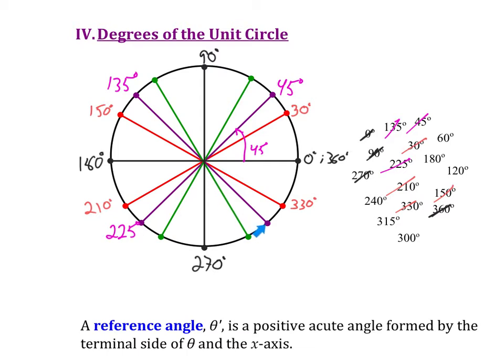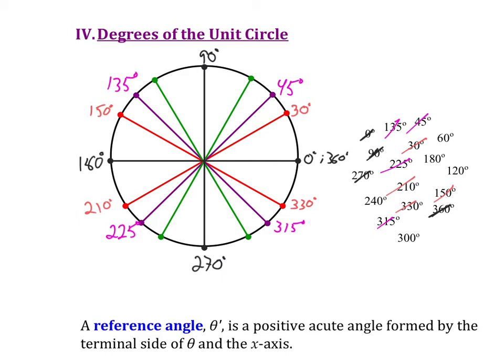This purple angle over here in quadrant 4 is past 270 but not quite to 360. In fact, it's just shy of 360 by 45 degrees. So if I did 360 minus 45, I would get 315 degrees. Now we have all of our purple angles all set. Now let's talk about the green ones.